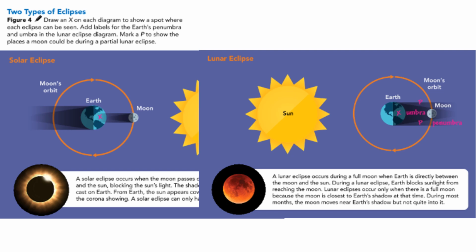And then here we have everything marked. Make sure that you have the X on the solar eclipse, and then the X in the umbra and the two P's in the penumbra on the lunar eclipse.